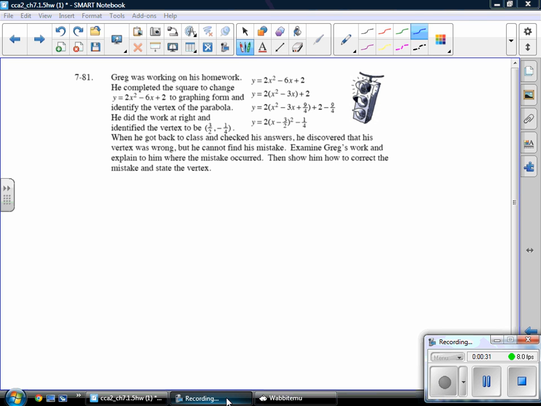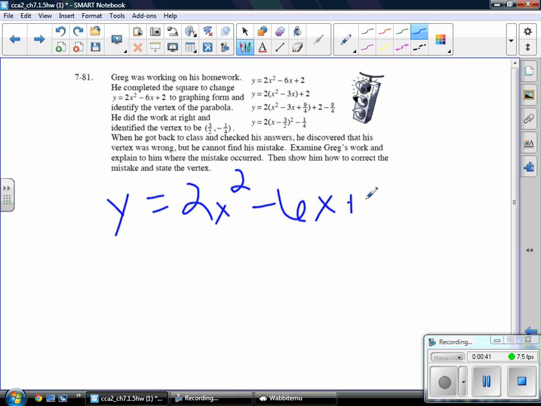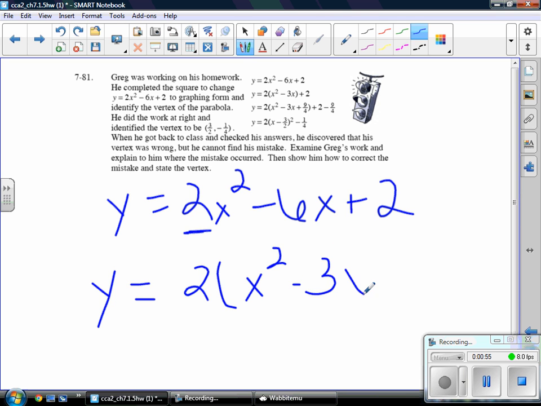So what I'm going to do, again, is sometimes it's easier just to redo the problem ourselves. So I have y equals 2x squared minus 6x plus 2. I've talked about not having this term be a number besides 1. We don't want it to be a number larger than 1. So I'm going to factor out my 2 just with the first two terms here, and leave my other one out there.